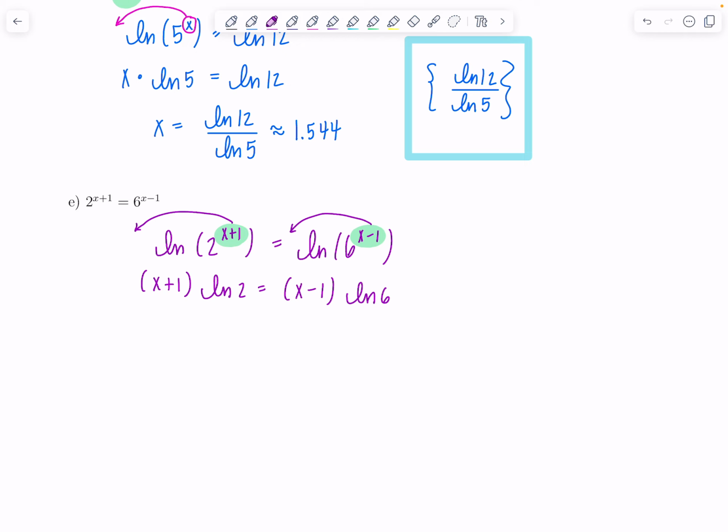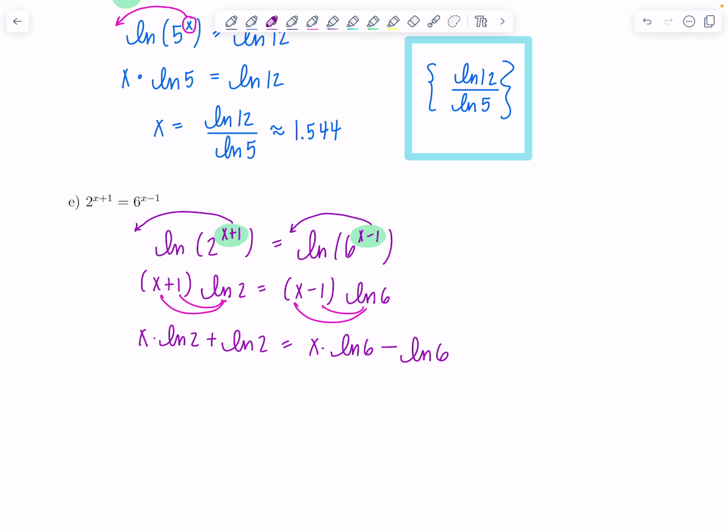We want everything that has an x on the same side so we can factor it out like we did a couple problems ago. But before we can start moving things around, we have to distribute. Okay? So we're going to write this out as x times ln of 2 plus 1 times ln of 2 equals x times ln of 6 minus 1 times ln of 6.